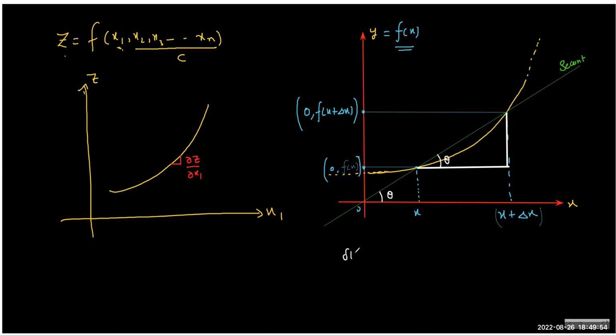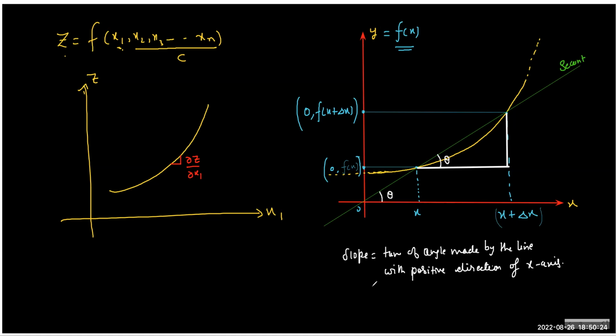So what is slope? Tan of the angle made by the line with the positive direction of the x-axis. So how to write the slope, tan theta? Looking at the graph, how to write tan theta?